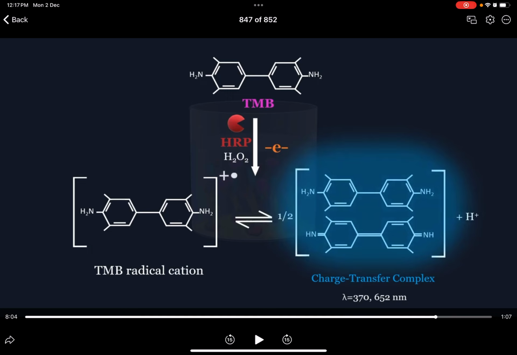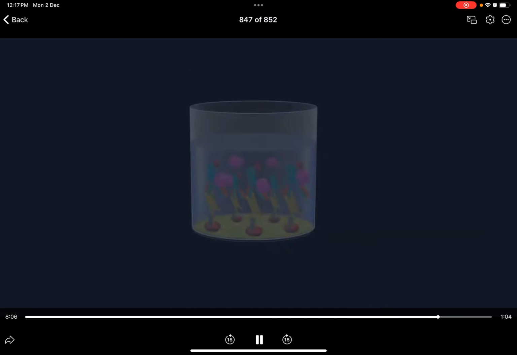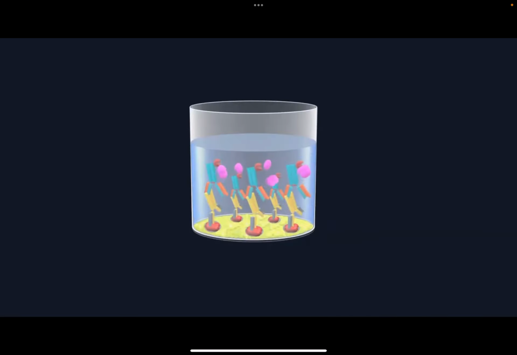The difference between them is conjugation, and they will be colored, giving the color. Charge transfer complex, CTC. When antibodies are present, a color change occurs, and the wells exhibit a blue color.